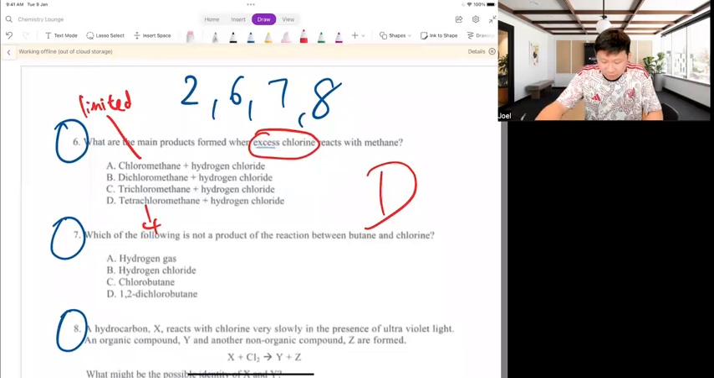Okay. Which of the following is not a product? So, not a product. This one is a bit of a headache. You must be very clear about the reaction that I drew four times just now. Aaron, what's the answer for number 7? Not a product of the substitution process.